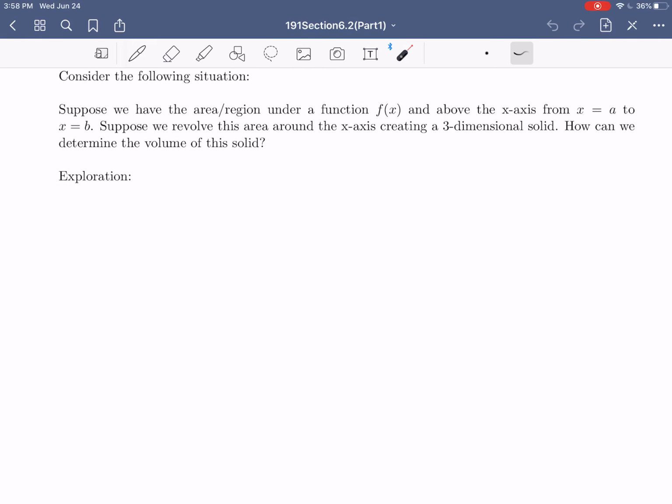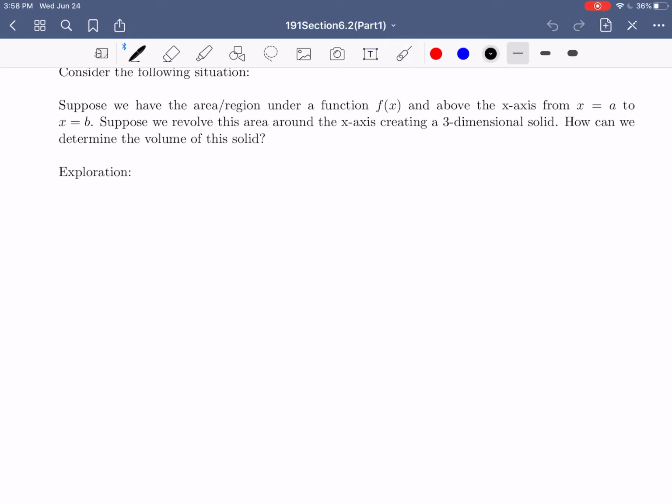Once we've done this exploration, we'll have a summary later on that shows the formula that we're going to derive. But I think it's pretty useful to see the derivation, and it also relates to some older topics with Riemann sums and things, so it's a good idea to go through this exploration.